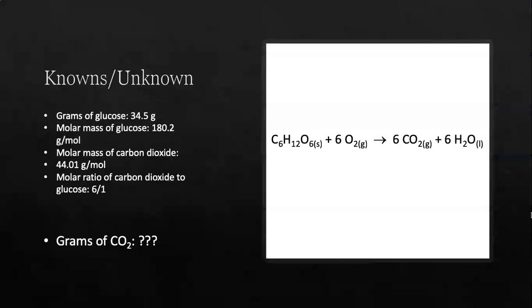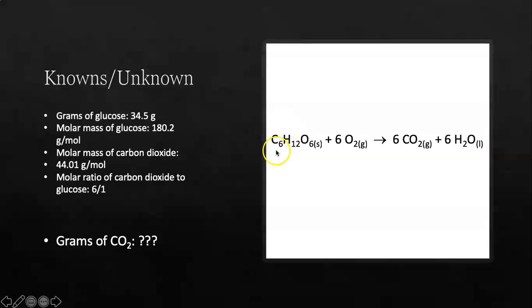So let's first separate our knowns and our unknown. First we know the grams of glucose, as this was given to us in the problem, and it's 34.5 grams. We also know the molar mass of glucose, and we can figure that out by looking at our periodic table and looking at the molar mass for carbon, hydrogen, and oxygen, and multiplying each molar mass by the amount of molecules that there is.